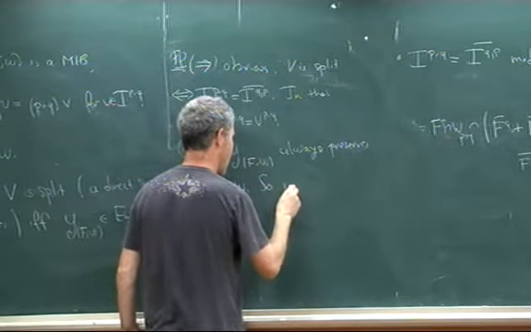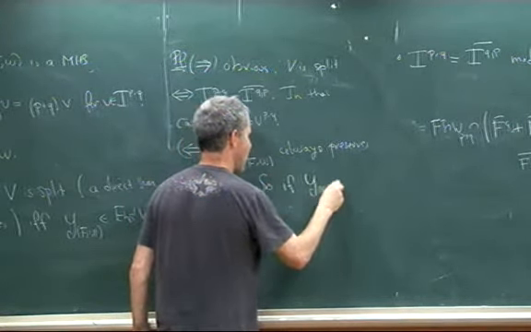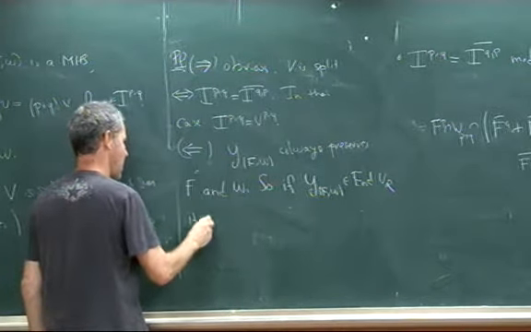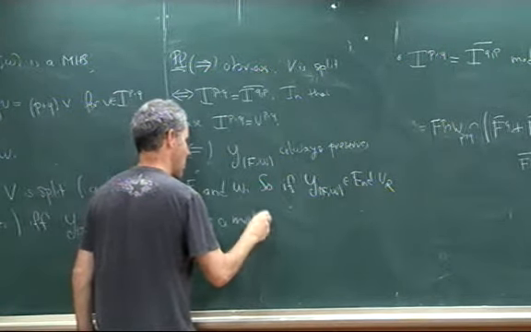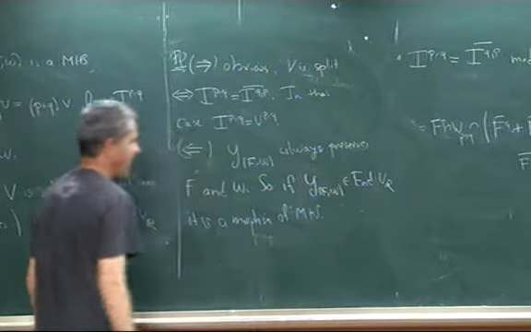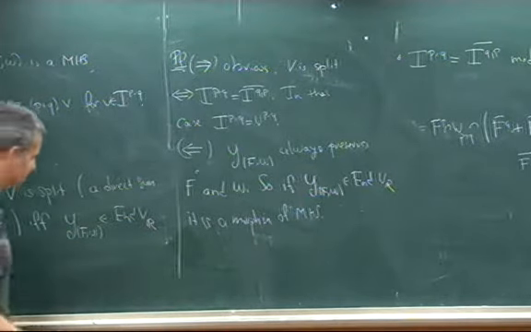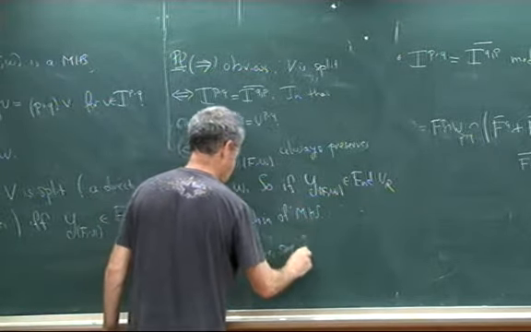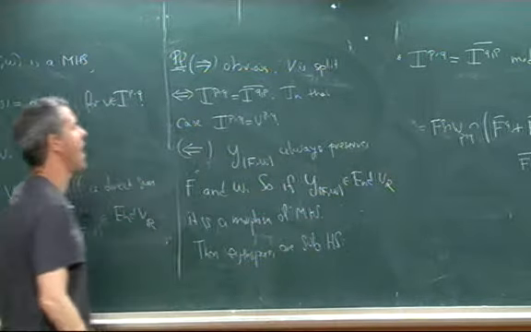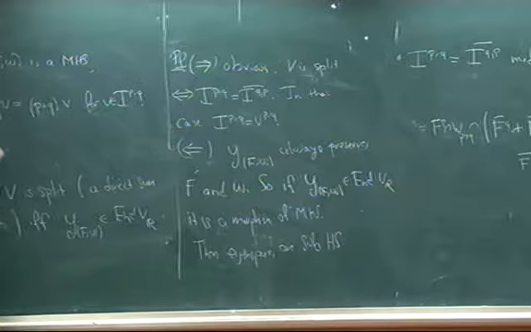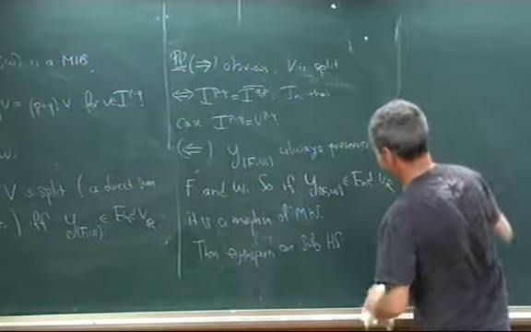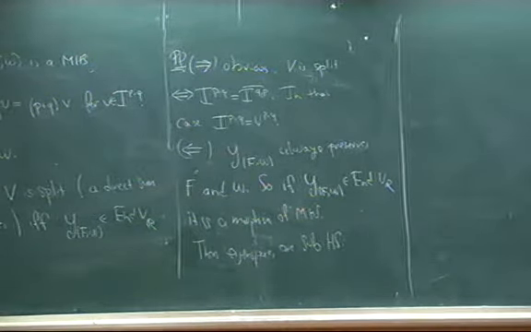So if Y of F, W is in N V of R, it is a morphism of mixed Hodge structures. But then the eigenspaces are Hodge structures. V is going to be the direct sum of all the eigenspaces. So if the eigenspaces are Hodge structures, then V is a direct sum of its sub-Hodge structures.